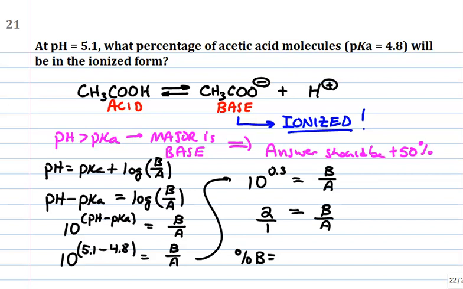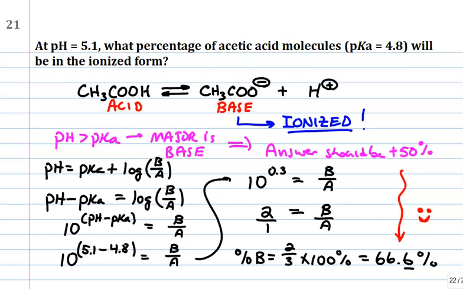So basically the percent B is 2 divided by 3 times 100% equals 66.6, and we'll just stop there, percent. And the rest will be percent A. But I wanted percent B. So what percentage of the acetic acid molecules will be ionized? Well, 66.6% of acetic acid molecules in water at pH 5.1 will be in the base form and be negatively charged. We knew it was going to be over 50, so I feel good about this. Let's just give ourselves a smiley face there.